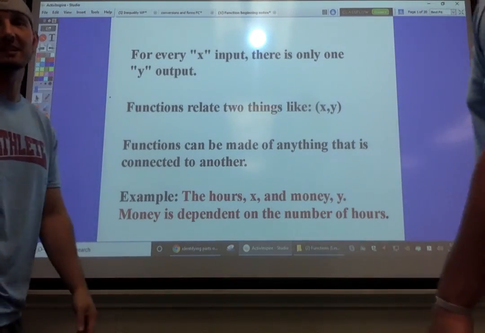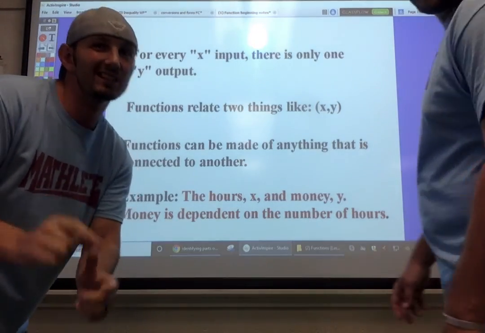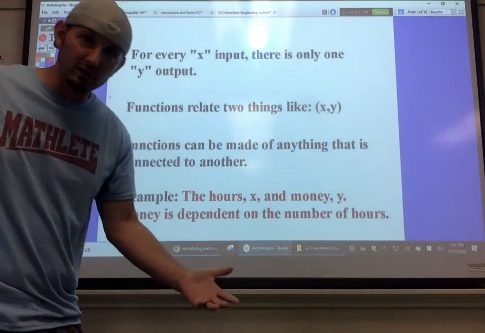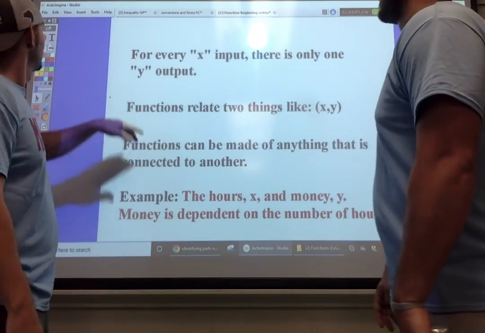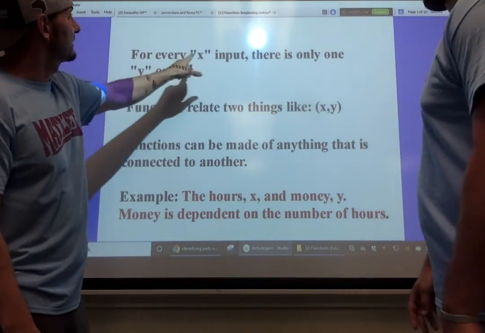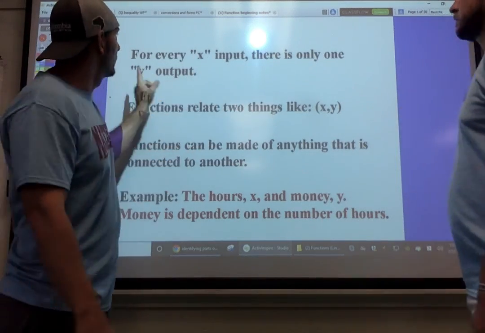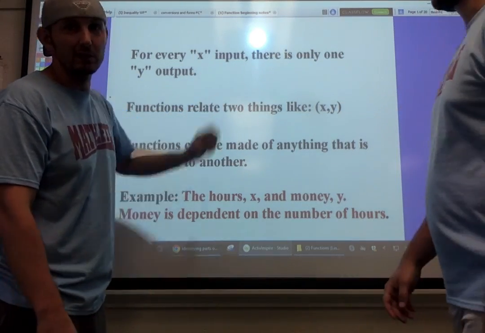All right, so today, functions. Just a general overview of functions. I love functions. Everything in life is a function almost, so let's start with it. Basic information: every x or input, remember those two are interchangeable, there is only one output.